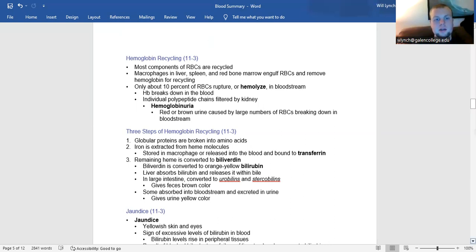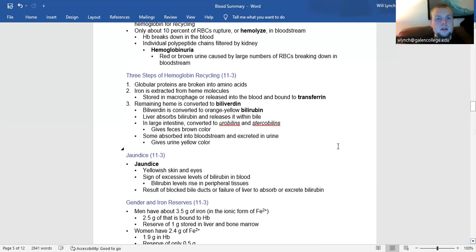All right, so we have 3 steps in hemoglobin recycling. Number 1, our globular proteins are broken down into amino acids. The iron that is within the hemoglobin unit is extracted and stored inside of the macrophages or released in the blood to be bound to a protein known as transferrin. What's left over of the heme group is going to be converted to a protein that is known as biliverdin.